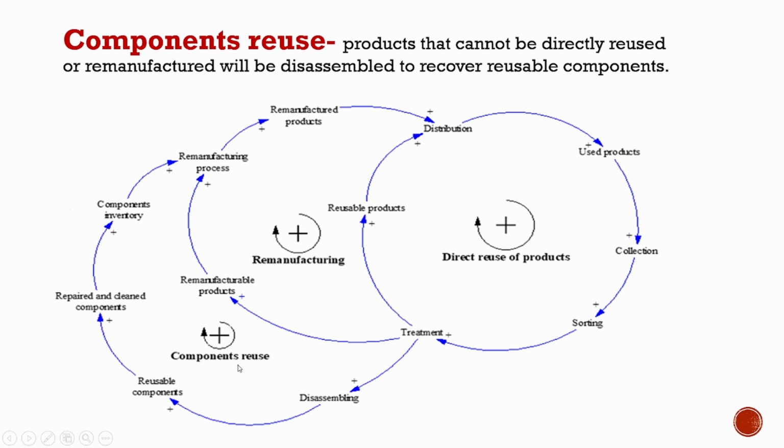So on the third stage, if we can't reuse the product or reuse it again after a major repair, then we will look for a component to be recovered from that product.